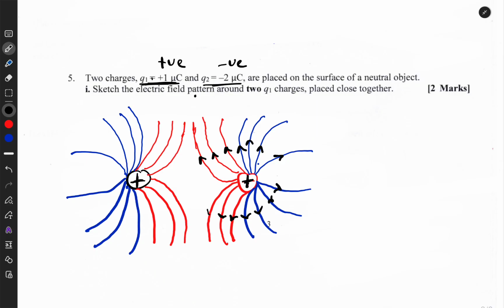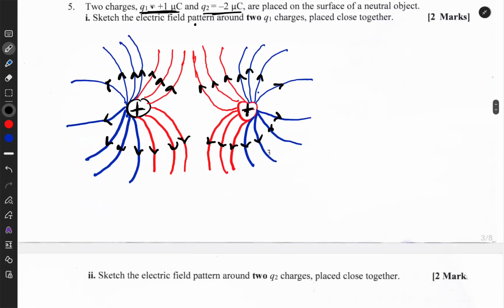Here we have 2 Q1, which is 2 positive charges. So that is what they do. Show them coming out of the positive, out of the positive particle. And make sure that their numbers are the same. If you don't make the numbers the same, you will be penalized, because you have 2 Q1 charges, which means both of them are Q1s.